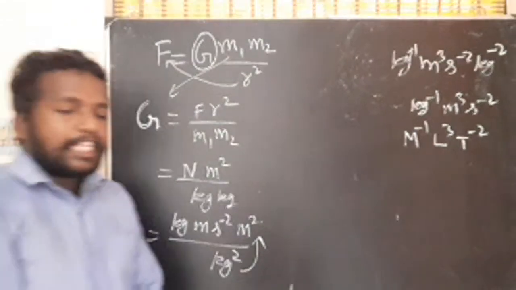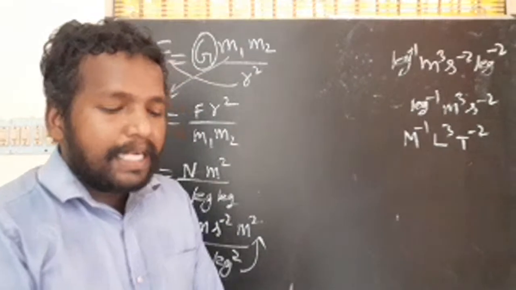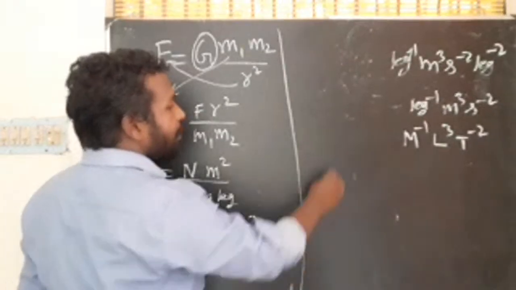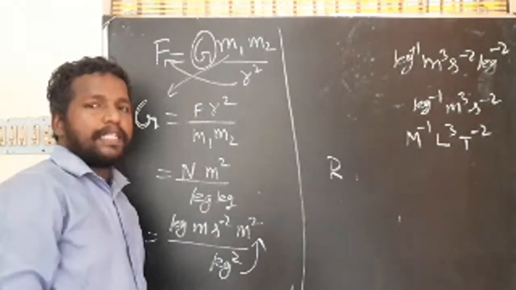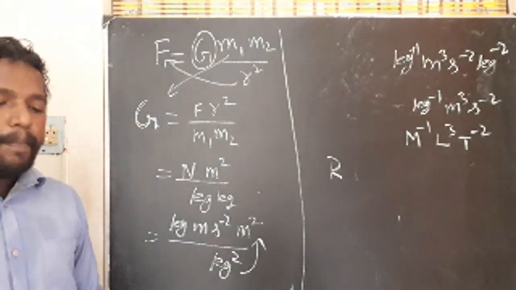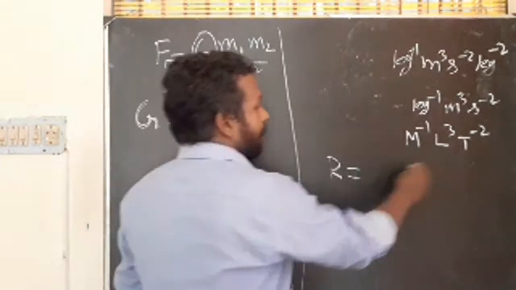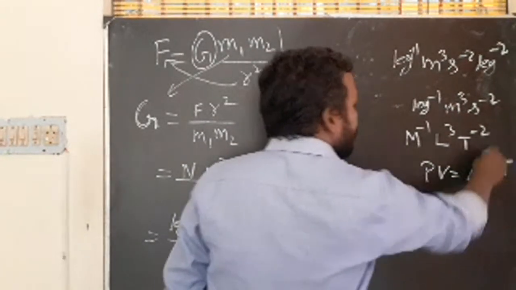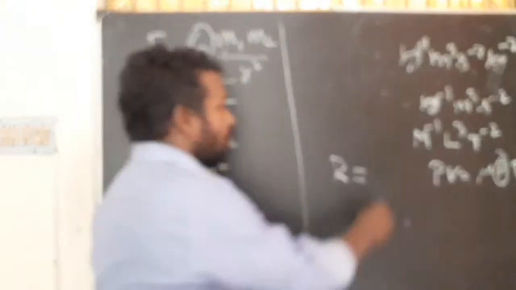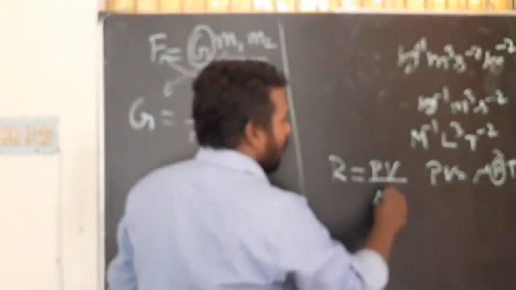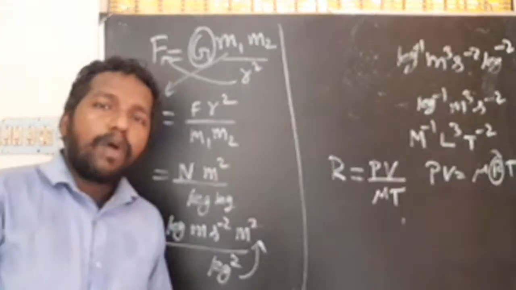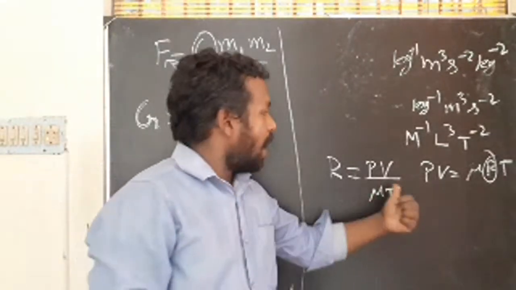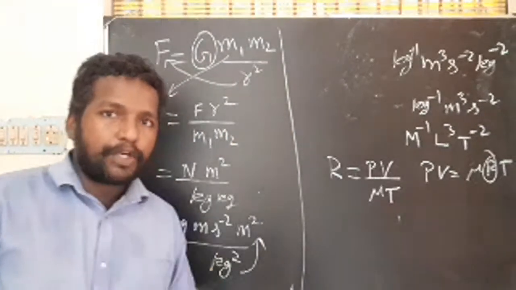Next we are going to calculate the permeability and permittivity. Before going to that, let's complete the universal gas constant. We know this law: PV is equal to mu RT. Here R is called the universal gas constant. So R is PV divided by mu T. Now P is pressure, V is volume, T is temperature, and mu is the amount of substance in moles.